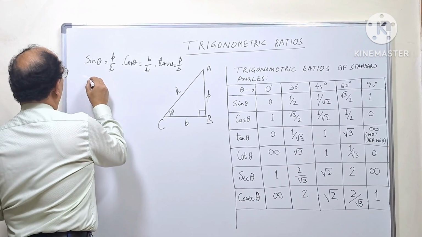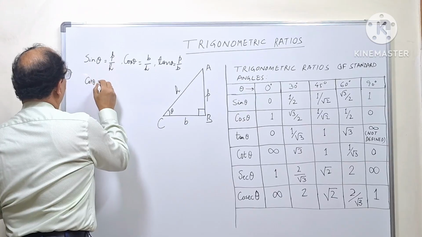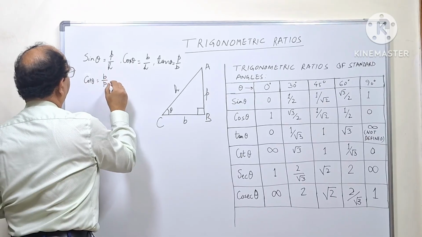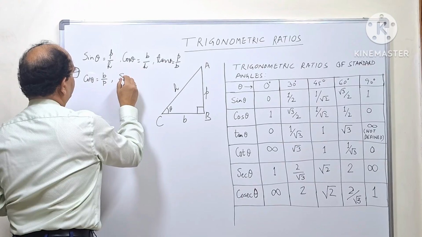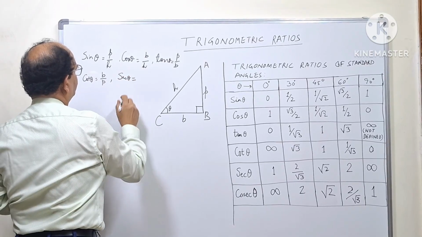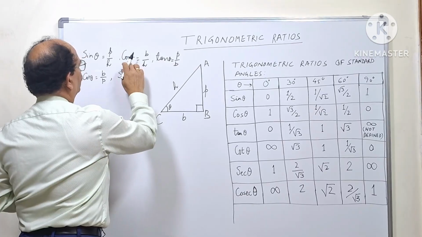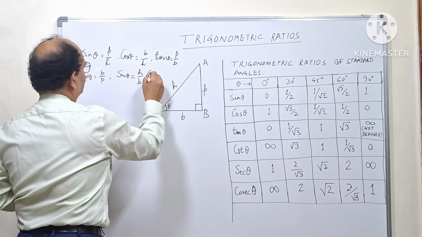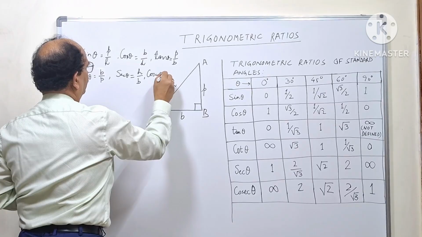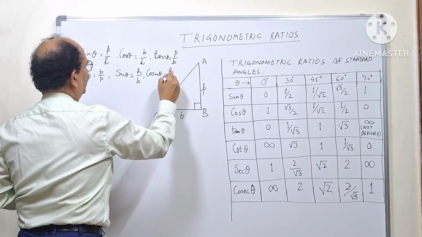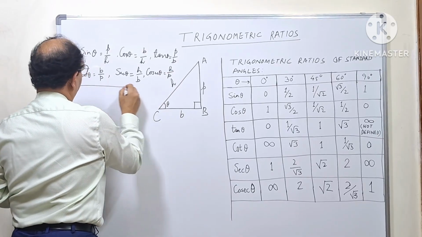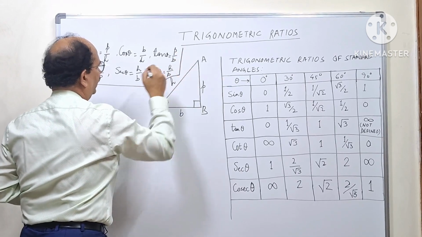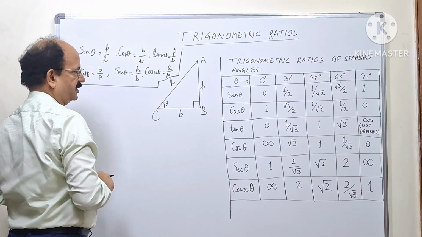One is cot theta. Cot theta is just the inverse of tan theta, that is base by perpendicular. Then sec theta is just the inverse of cos theta, that is hypotenuse by base, and cosec theta is equal to hypotenuse by perpendicular. So these are trigonometric ratios defined in terms of angle theta.